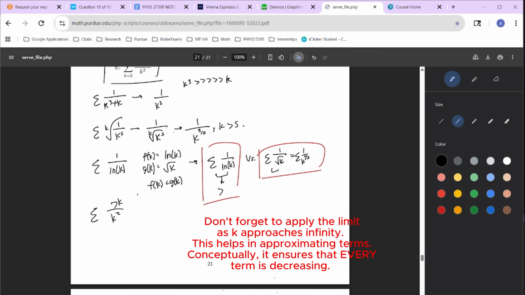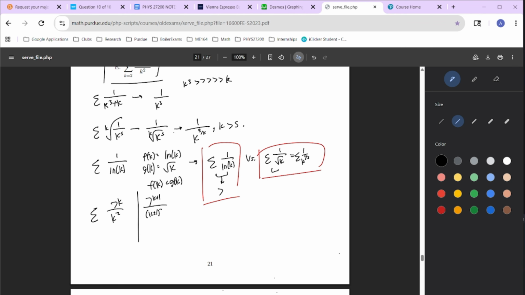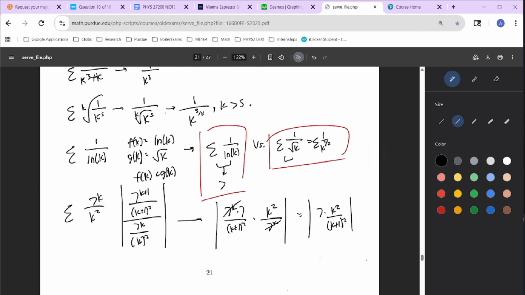So I have the absolute value of 7 to the k plus 1 over k plus 1 squared, and that is over 7 to the k over k squared. So let's look at this. This will become the absolute value of 7 to the k times 7 over k plus 1 squared multiplied by k squared over 7 to the k. That cancels, and we're left with 7 multiplied by k squared over k plus 1 squared.